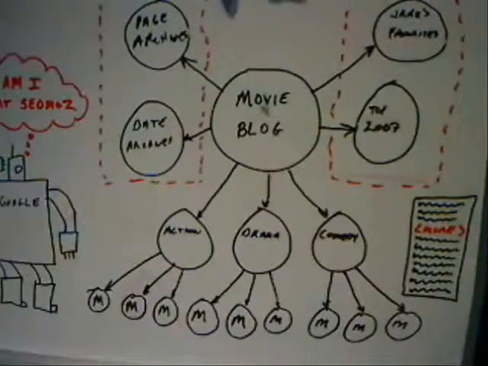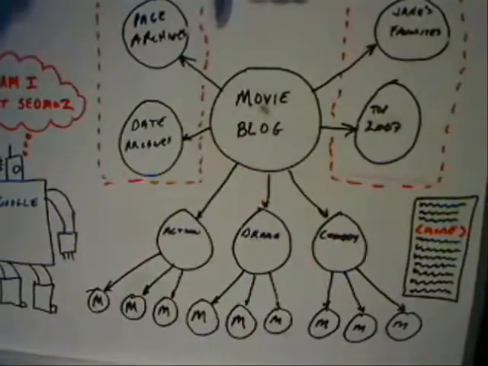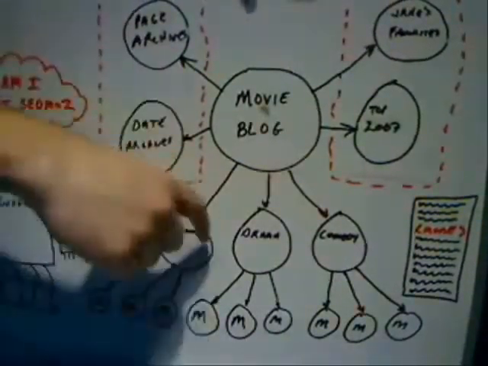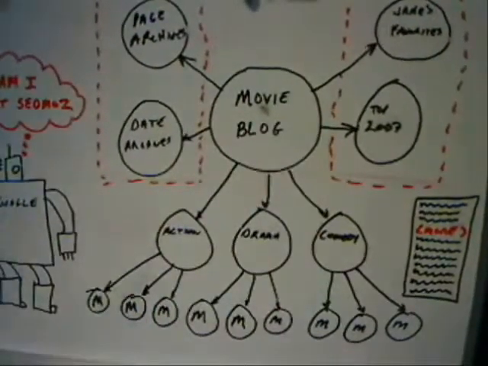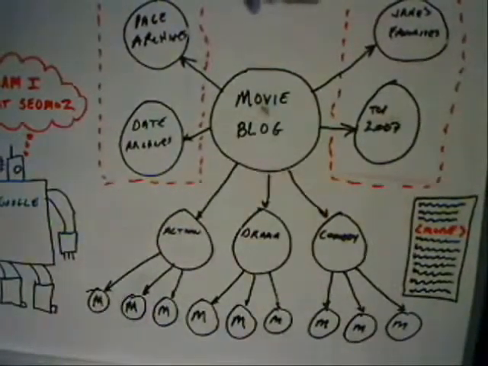What that does is it sets up a siloing or a theming or a pyramid structure, so that Google says, okay, this section is only about action movies. I got that. That makes sense. It helps Google understand things.